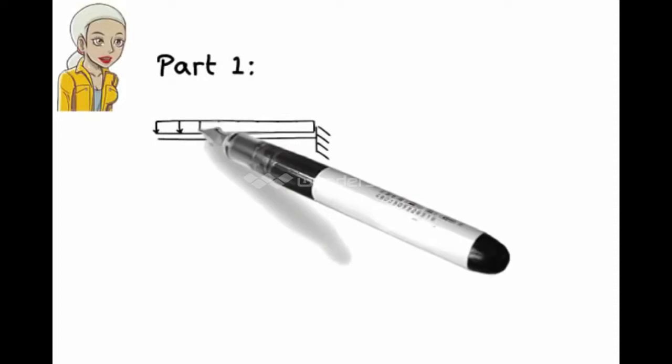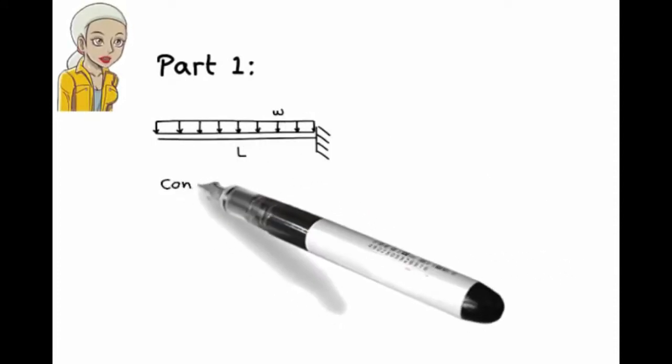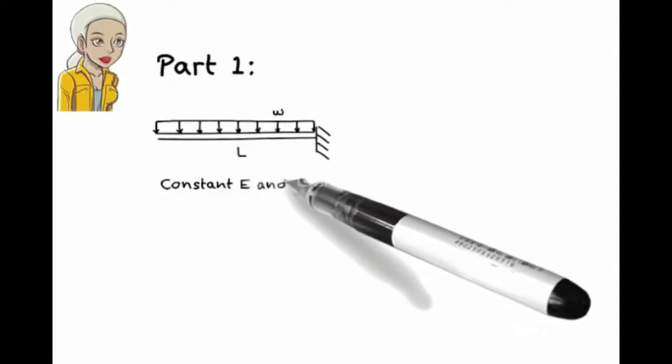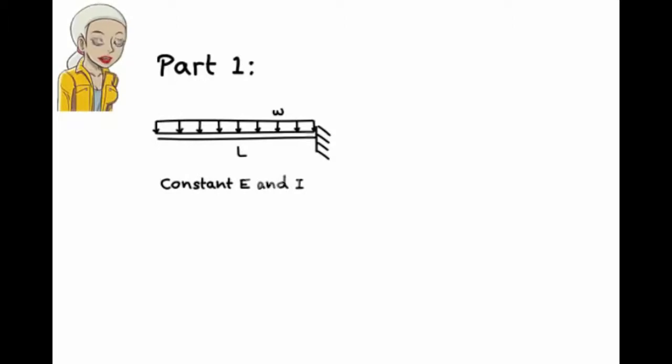Part 1. Suppose we have a cantilever beam of length L subjected to a uniformly distributed load having a magnitude of w. We wish to write a deflection equation for the beam. Assume the beam has a constant modulus of elasticity E and moment of inertia I. To use the double integration method, we must be able to write the bending moment equation for the beam algebraically. See lecture SA07 if you are not sure how to formulate such an equation.